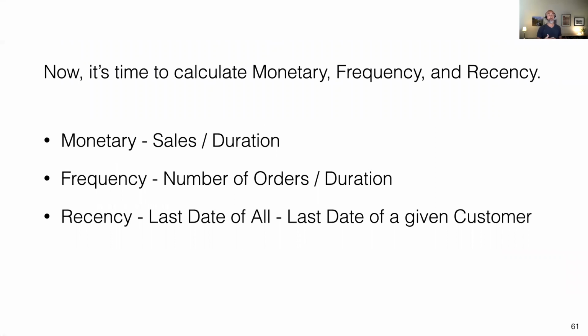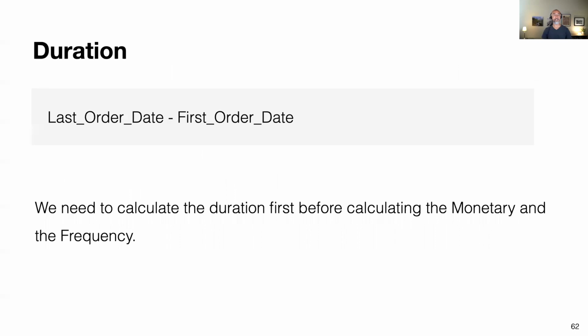And you remember, we're going to do a division: sales divided by duration to calculate the monetary, and the number of orders divided by duration, that's our frequency. And the recency is the last date of all minus the last date of a given customer. So the duration is the last order day minus the first order day, right? So we're going to do that.